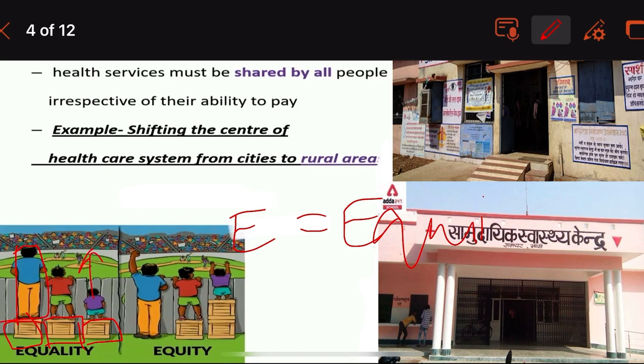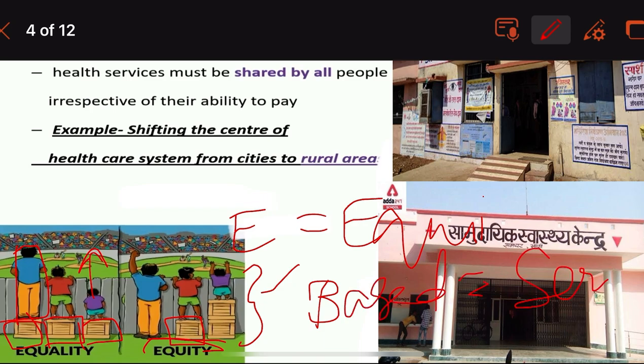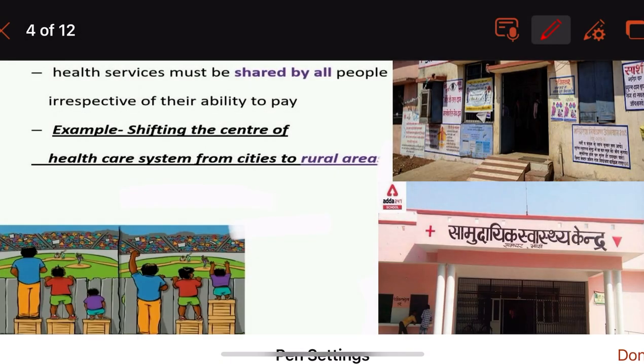So he is not able to watch the cricket or whatever the game is going on. Here, when you do the equitable distribution, the one who needs it will be provided adequately, and based on their needs, the services will be provided. The one who is requiring more care will be given more attention, followed by the other people. So this is equitable distribution.